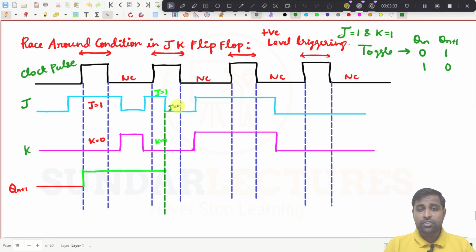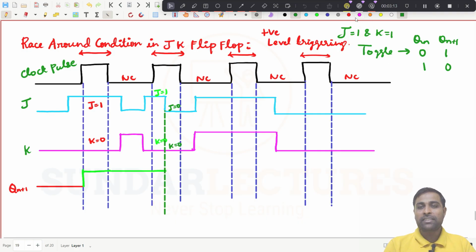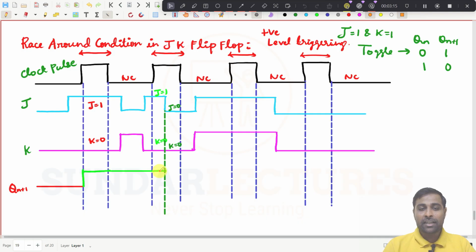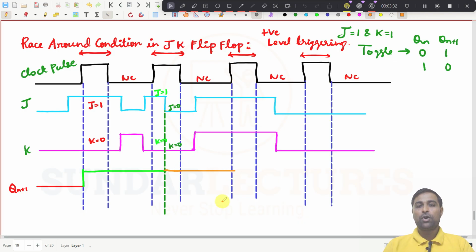Here J becomes 0 and K is also 0. What is the condition? J equal to 0, K equal to 0 is the no change condition, right? So the output will be retained at 1 itself. Try to understand: until this point both are 0 0, so it will retain. It is already a no change condition. Until this point the output will be 1.